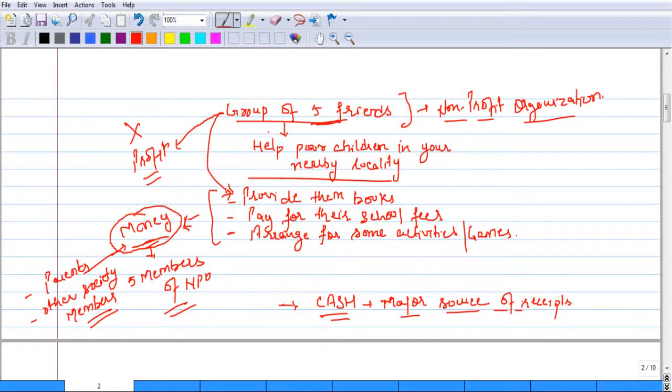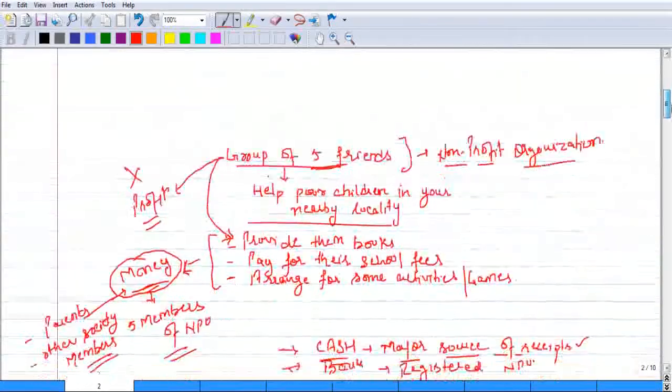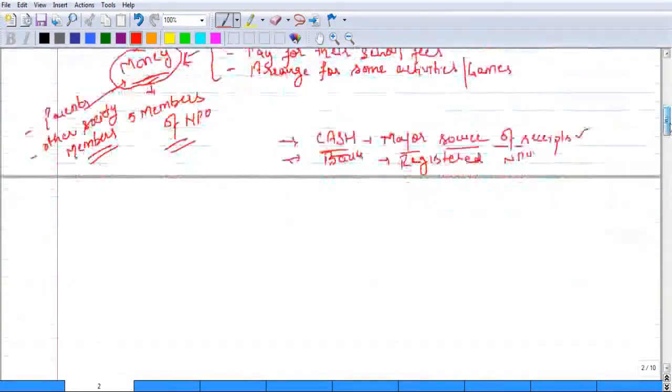In case of a non-profit organization, you can also have a bank account if it is a registered NPO. Clear? But the major transactions are in cash only. It is the major source. So this is clear. What is an NPO? I have explained it with an example.